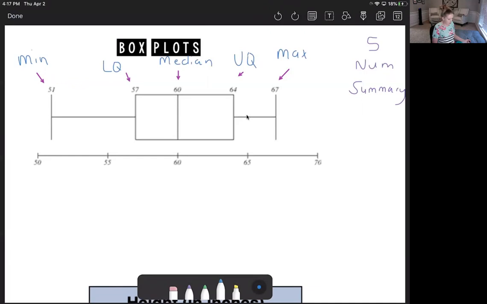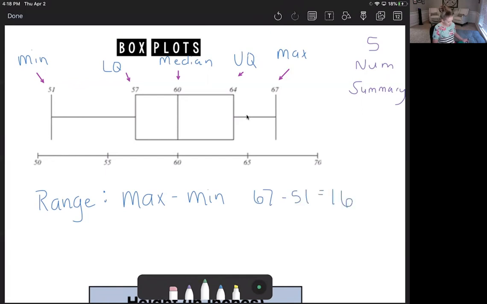On a box plot, you can also find the range. So range, just like in your median, mode, and range lesson, means your max or your highest value minus your minimum or your smallest value. So on this one, we would do 67 minus 51, which would give us a range of 16. You could also be asked for the IQR, or the interquartile range. So that means it has quartile in it. So remember that that means you're going to subtract your upper quartile minus your lower quartile. So on this one, that would be 64 minus 57, which would give us an IQR of 7.